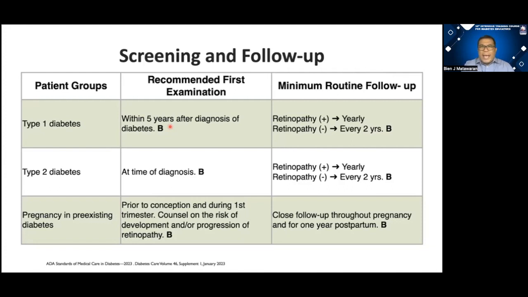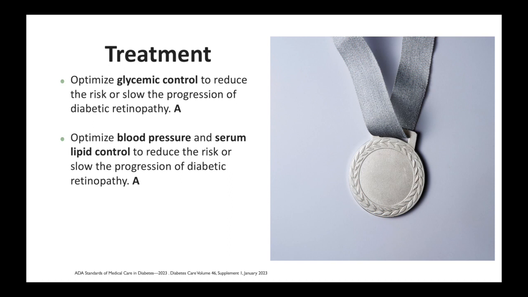On follow-up, anytime that your patient with type 1 or type 2 diabetes has retinopathy, they should be followed up yearly. And if it turns out negative at the initial examination, then every 2 years. Those patients who are pregnant should be followed up throughout pregnancy and for 1 year postpartum because of the possibility of progression. Optimization of blood sugar control, as well as blood pressure and serum lipid control, has been noted to reduce the risk and slow the progression of diabetic retinopathy.